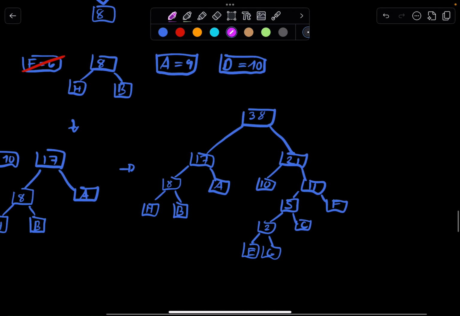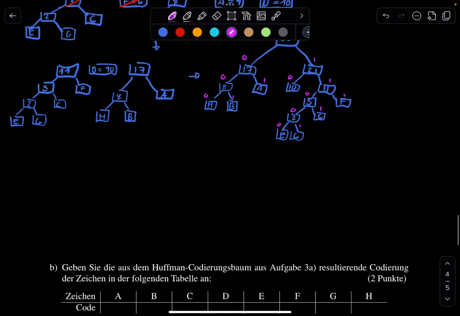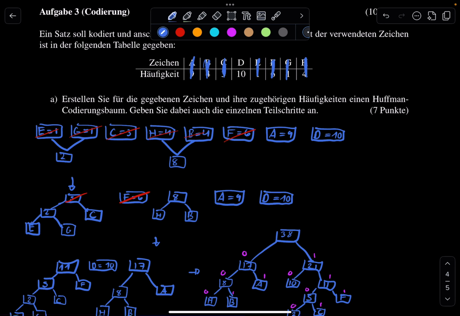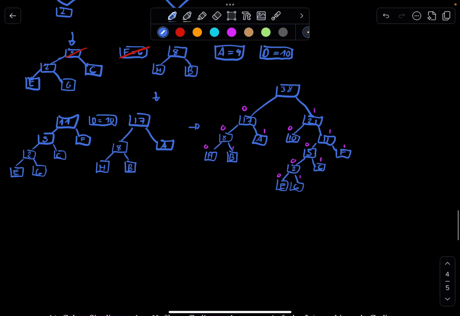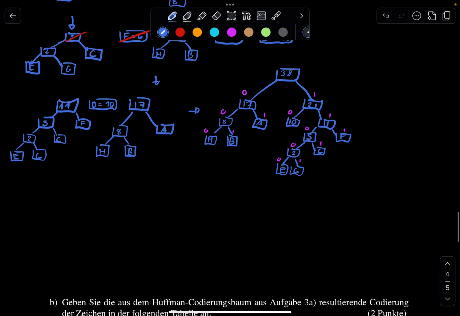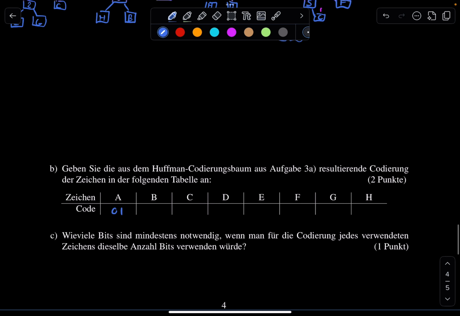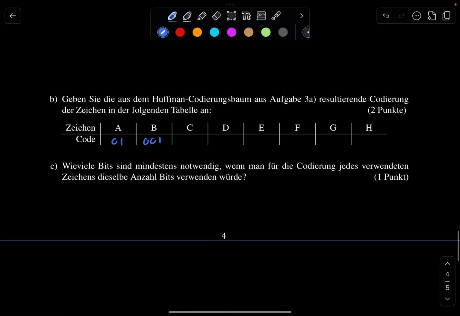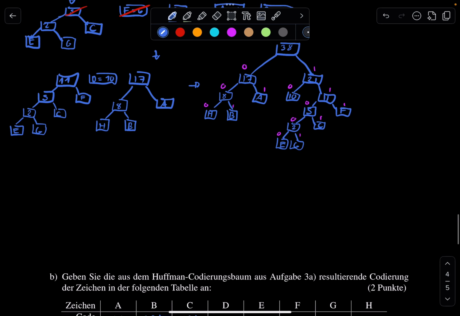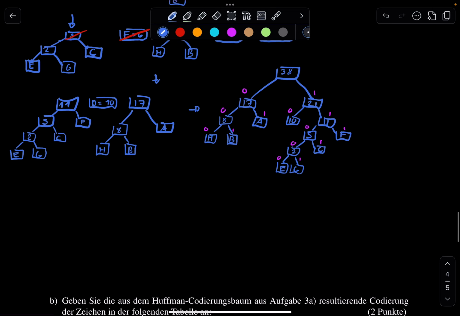So we can count our values. We have 0 and 1, 0 and 1, 0 and 1, on every branch. Now they're asking us to get A. So A in this case is going to be 0, 1. Quite simple. Then B is going to be 0, 0, 1. Then C, where's C? 1, 1, 0, 1. Then D, where's D, you guys?